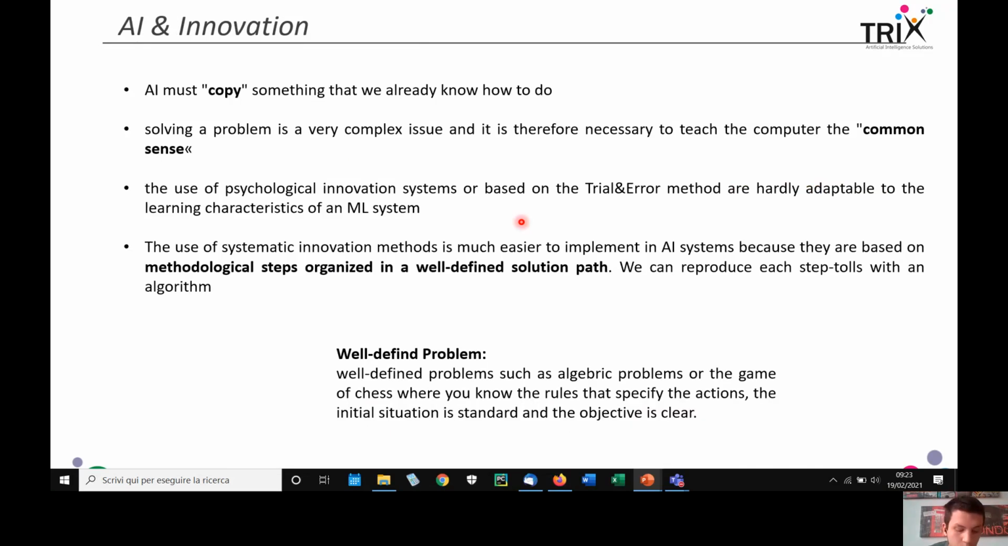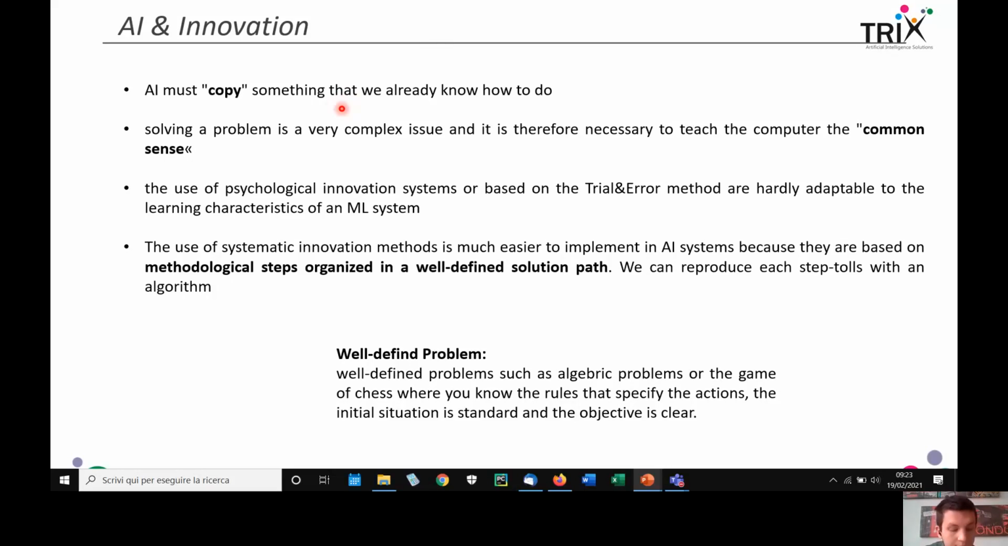However, we must always remember the limitation of an artificial intelligence system. An AI system actually copies something that already exists, and doesn't invent anything new. In this case, it reproduces the work of a person, but does it much faster and also more accurately.